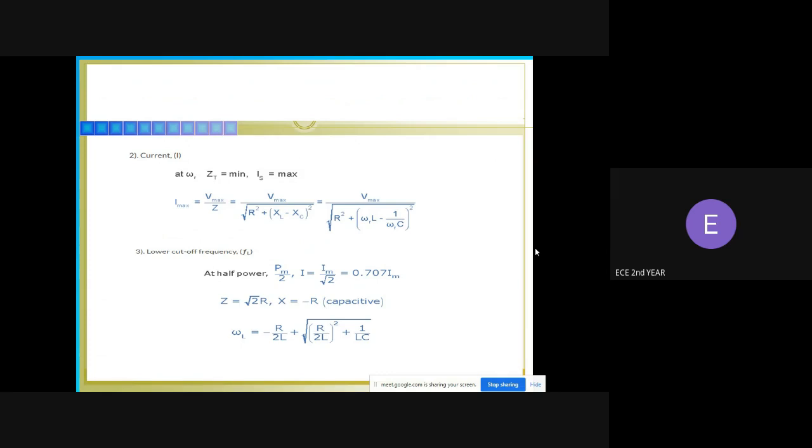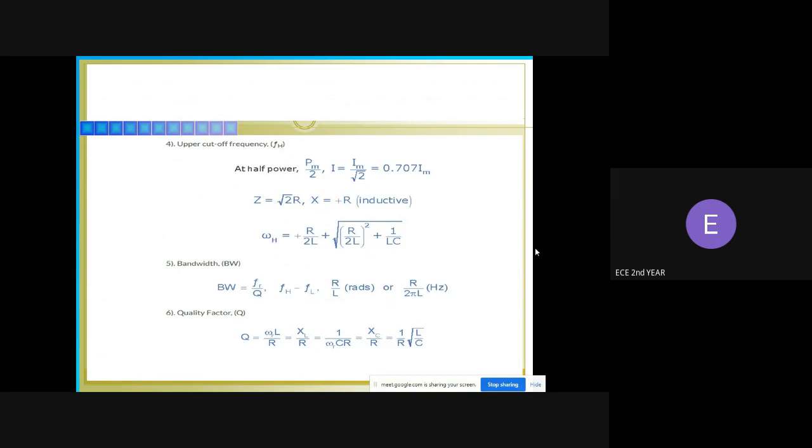What about the relationship with current? Imax equals maximum voltage divided by the square root of R square plus omega L minus 1 by omega C, the whole square. For the lower cutoff frequency, we have two half-power frequencies, where the power is P maximum divided by 2. For Im divided by root 2, we get half of the power, so 0.707 Im.